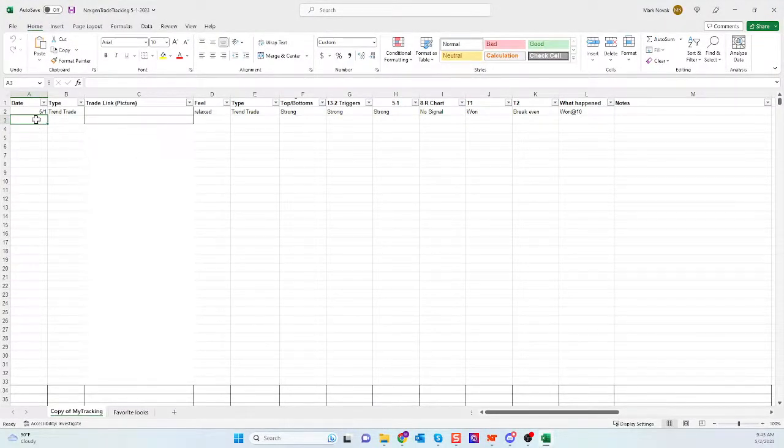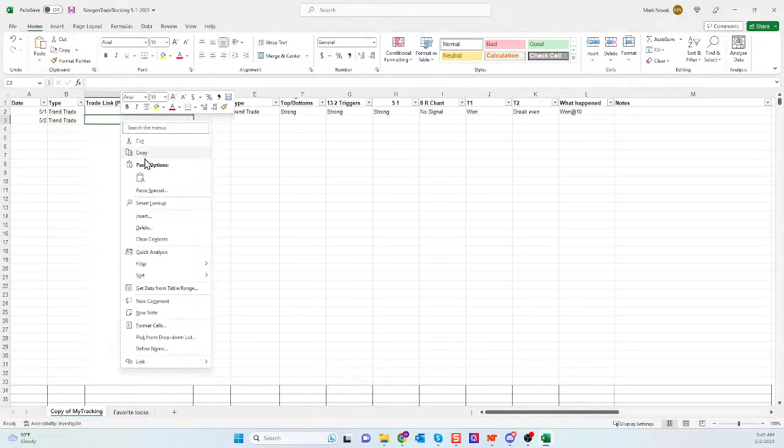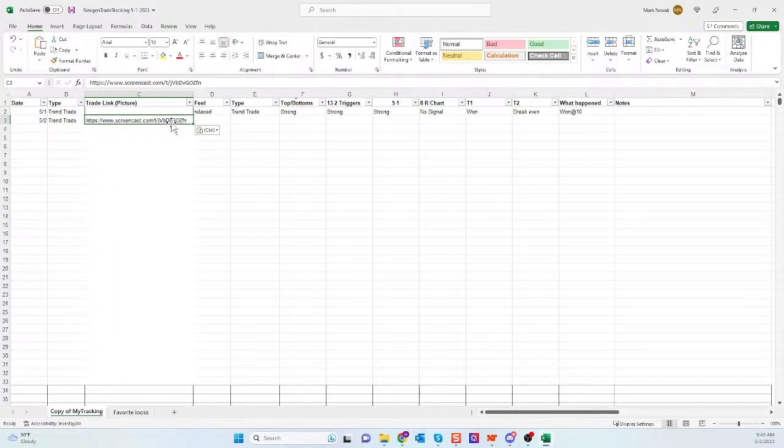Check this out. You're going to put today's data in. You're going to say it's 5-2. What type of trade is it? Guys, you're going to have drop downs. It's a trend trade. I'm going to put a link to my picture in that. How did I feel? I was confident as all get out because I knew that my rules were met. It's still a trend trade.